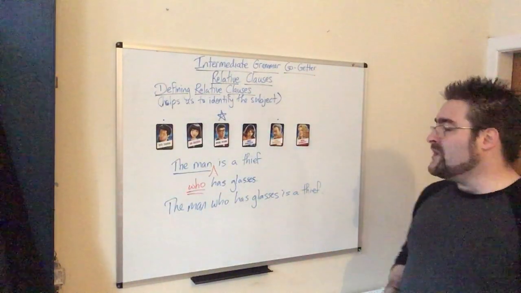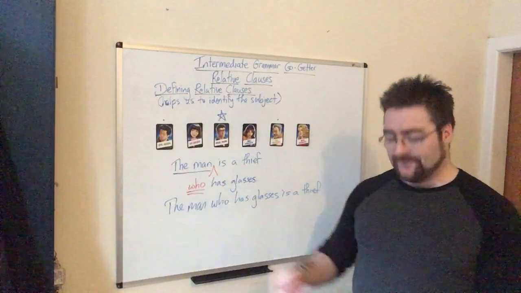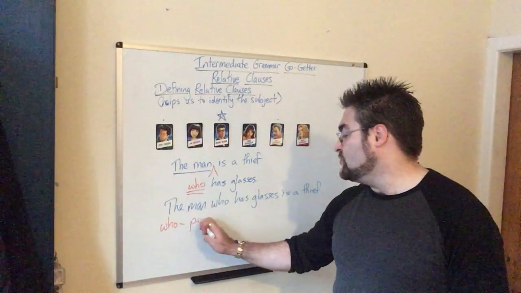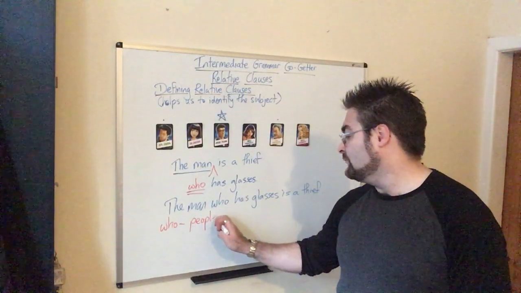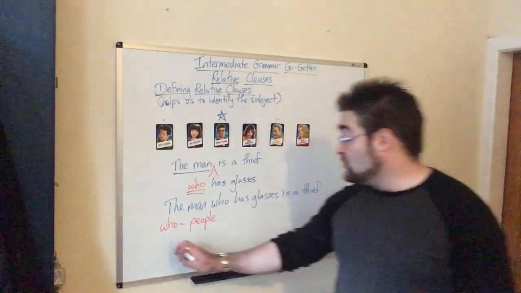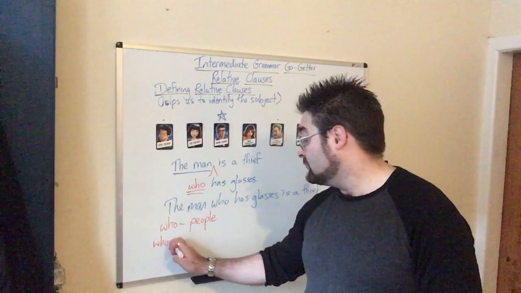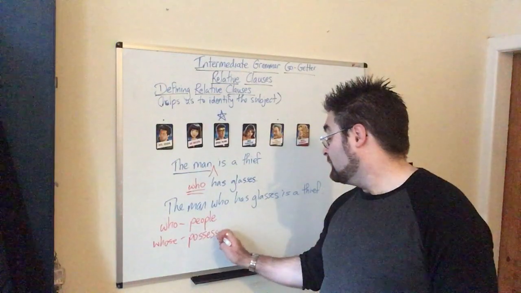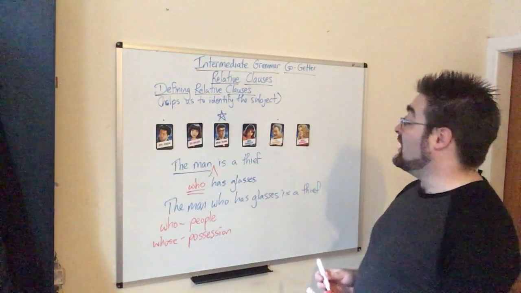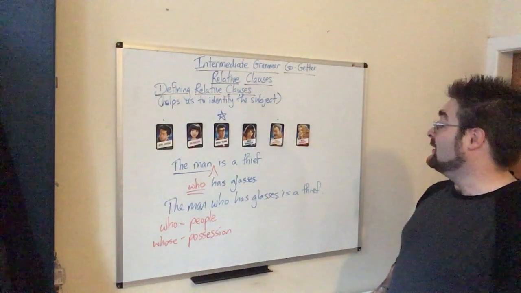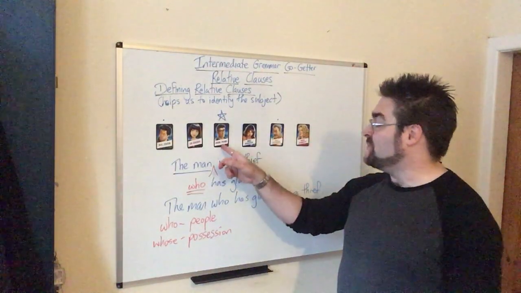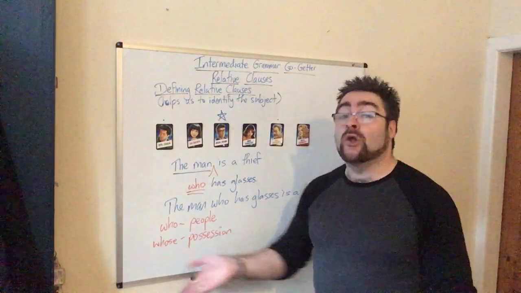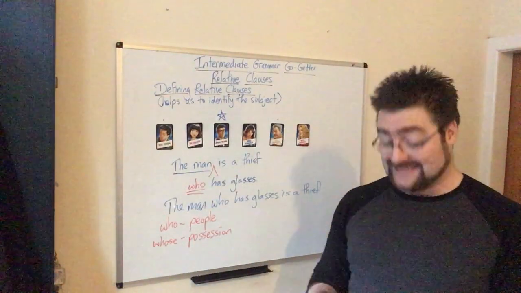Okay. Just before we finish this, let's take a look at which words we can use here. So, I mentioned already that who is used for people. We can use whose for possession. So, it might be that the man whose jacket is purple is a thief, because the jacket belongs to him. He possesses it, he has it.